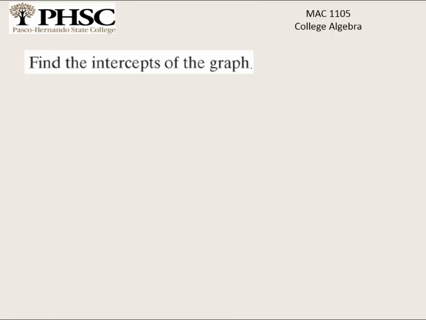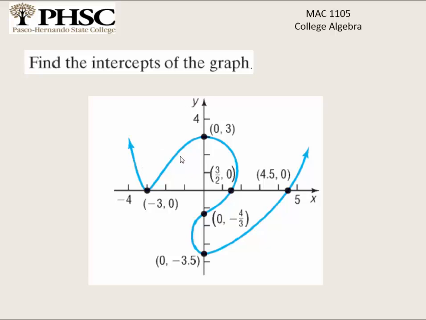So here's an example, right? Let's go ahead and find the intercepts of this graph. Looking at this graph, we can see that we have 1, 2, 3, 4, 5, 6 points. So let's go ahead and do the y-intercepts first. The first one is (0, 3). And again, like I said, that's when the x value is 0. Then we have (0, -4/3), and then we have (0, -3.5). So those are the 3 y-intercepts. And then the 3 x-intercepts are (-3, 0). Again, as you can see, the y is 0: (3/2, 0), and then (4.5, 0).